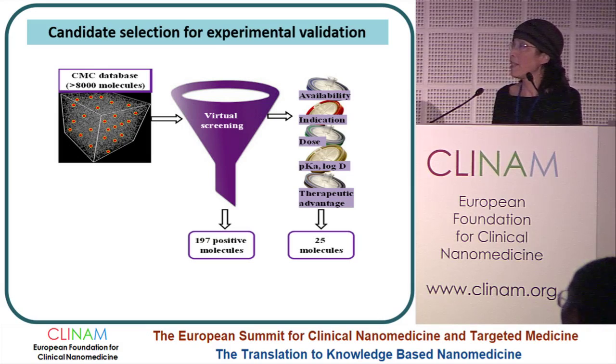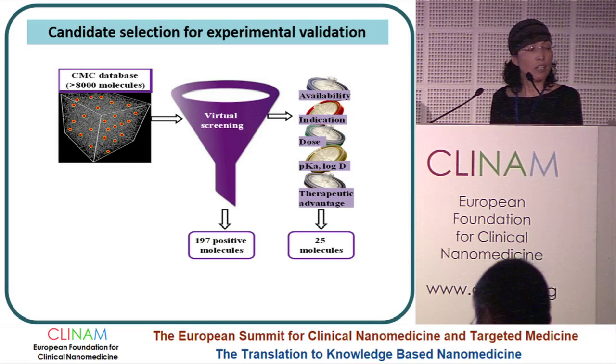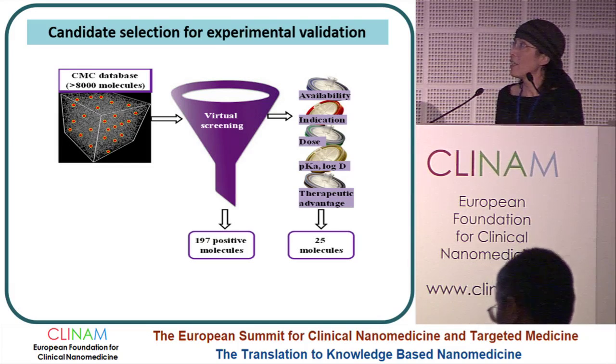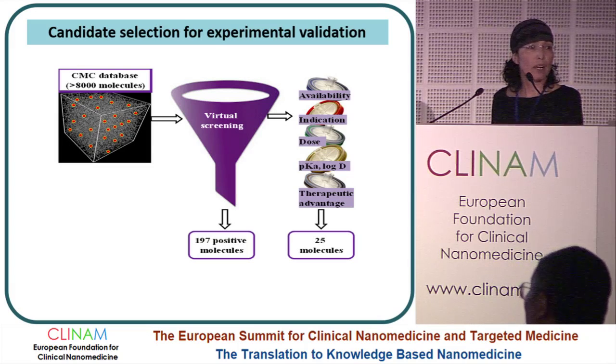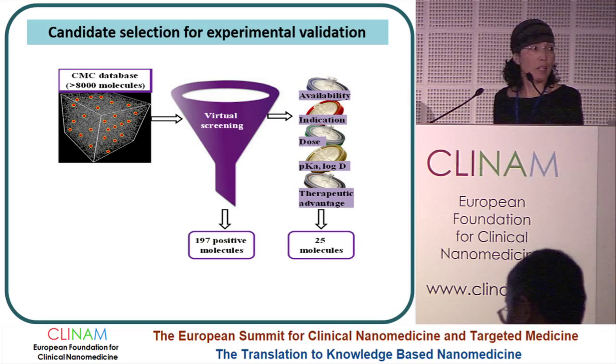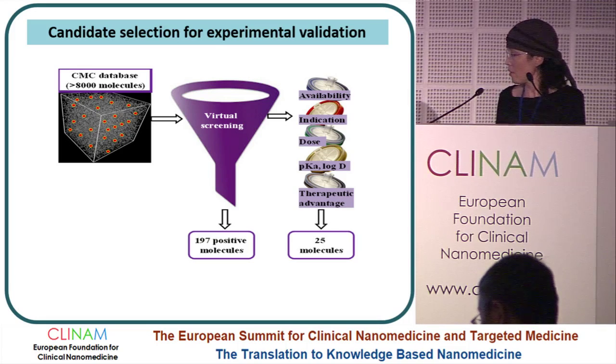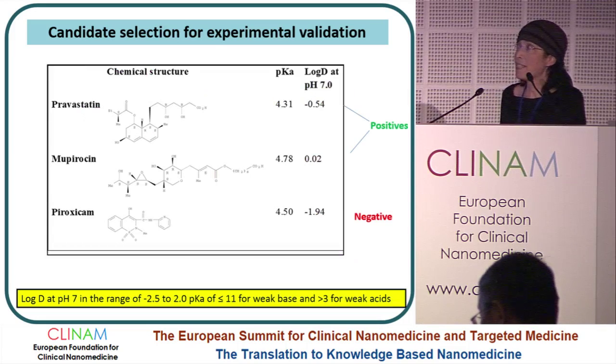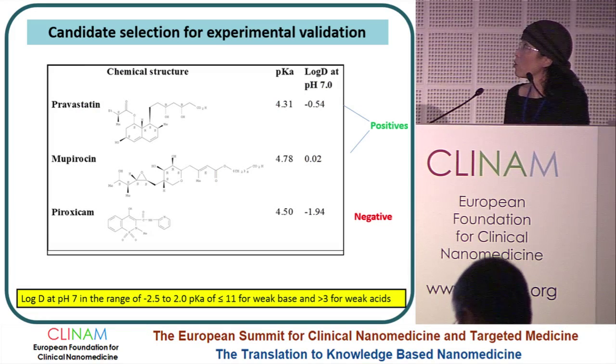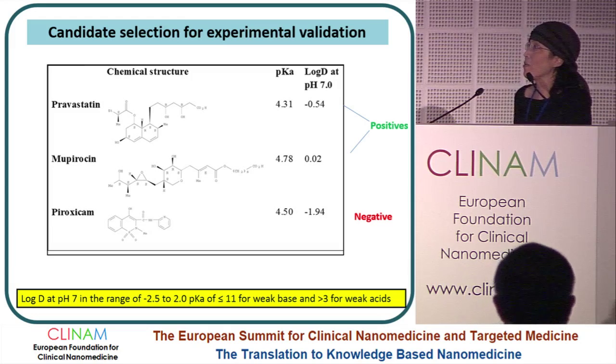which are the availability of enough drug for the testing, the indication for which the drug is intended and that it will have any therapeutic advantage to give by liposomal delivery, the dose that should not exceed 200 milligrams, and of course that it will fit the requirements of being an amphipathic weak acid or base. We finally selected 3 molecules, 2 positives, pravastatin and mupirocin, and 1 negative molecule.